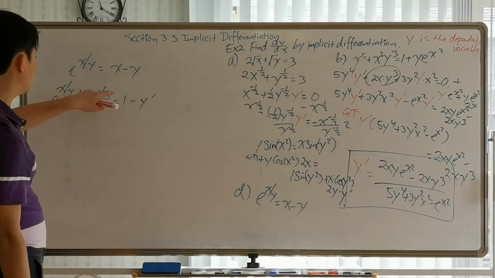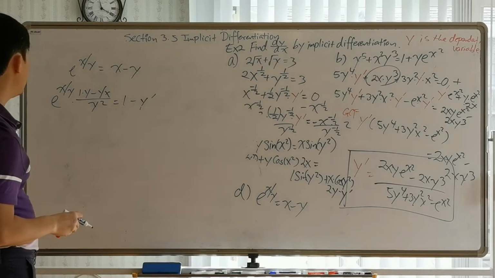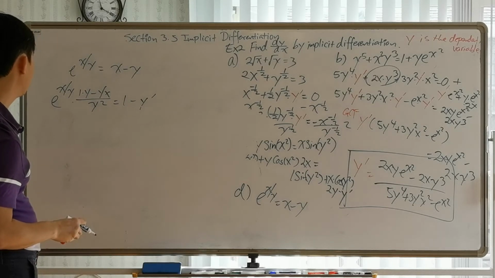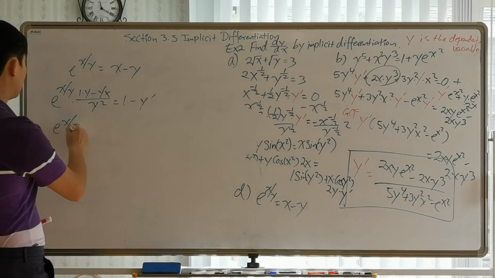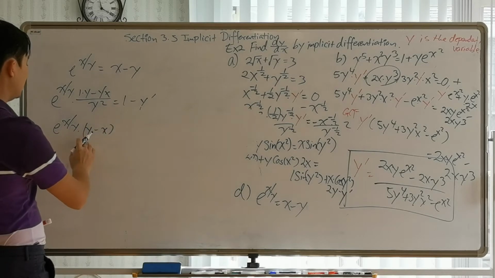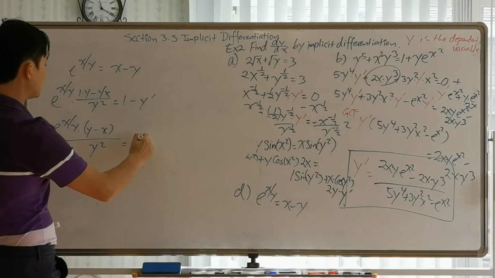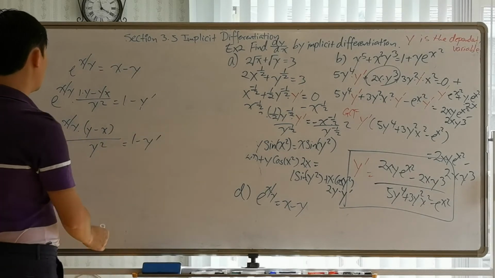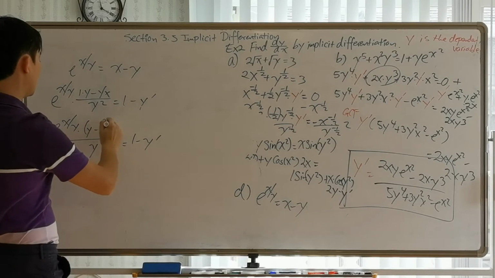And now you might be wondering, y prime, how do we isolate it? So one thing that we can do, okay, let's put in the structure like this: e to the power of x over y times the quantity of y minus x, all over y squared. So that equals 1 minus y prime. Okay, so almost forgot about that y prime here.